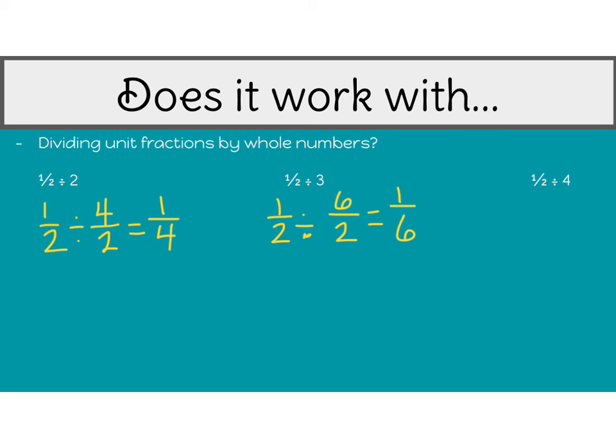And then last but not least, we have 1/2 divided by 4. Again, we're going to take our fraction and not do anything with that. We're going to take the whole number 4 and make sure it has a denominator of 2. So 8/2 is going to equal the whole number 4. So 1/2 divided by 8/2 is equal to 1/8.